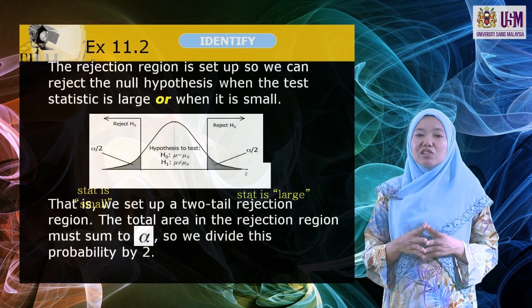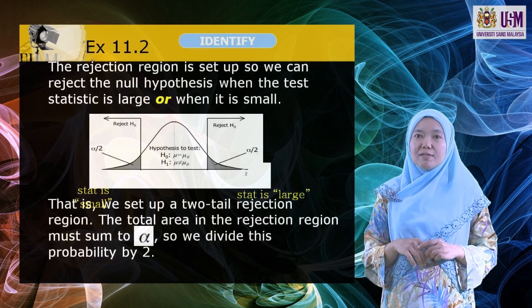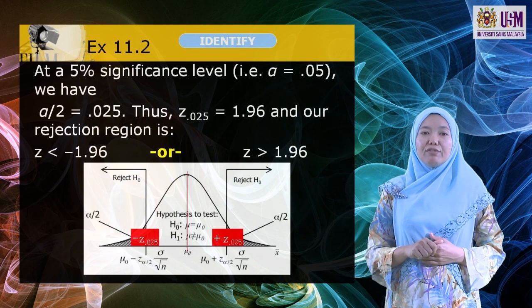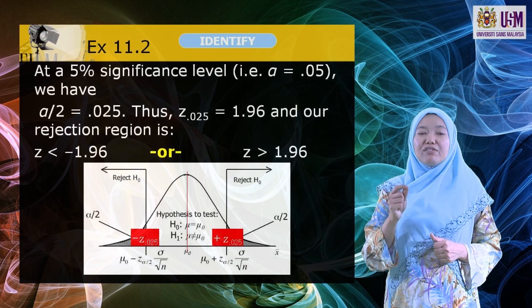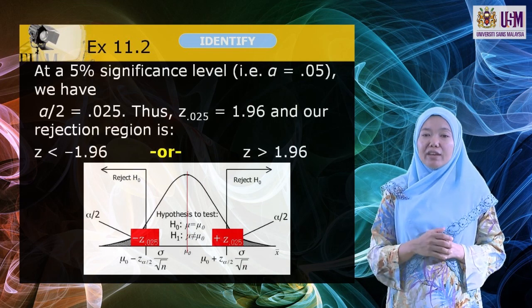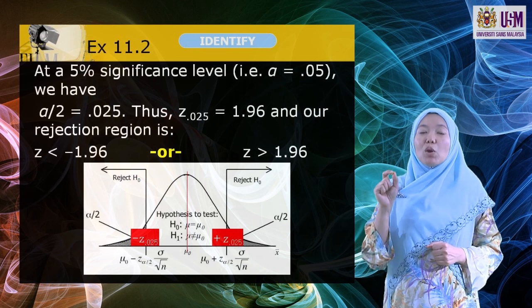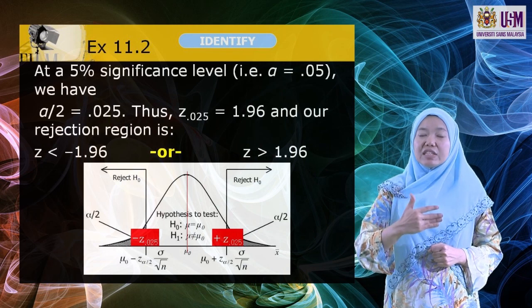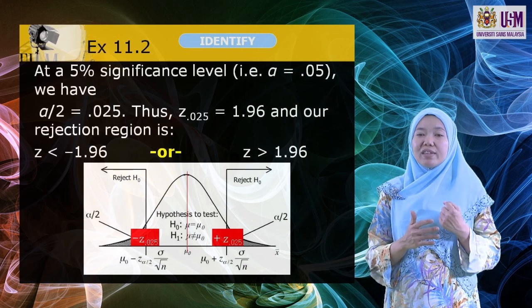The total area in the rejection region must sum to alpha, so alpha divided by 2 is the region of rejection on each side. At the 5% level of significance, alpha equals 0.05. For two-tailed, you need to divide alpha by 2, so you get 0.025. When the rejection region is 0.025, you need to read what the value of Z is. Z for area 0.025, you read that as 1.96.